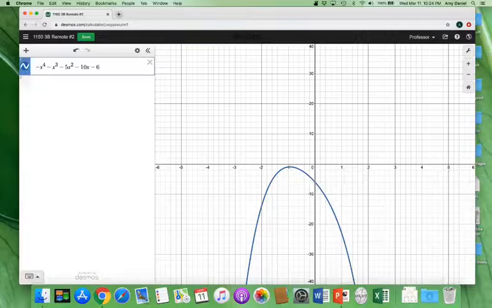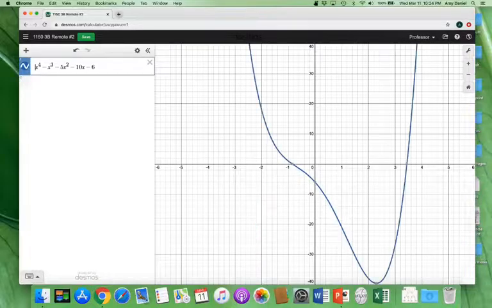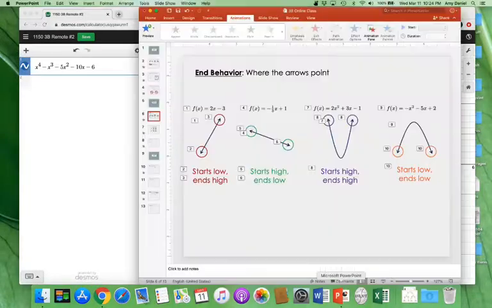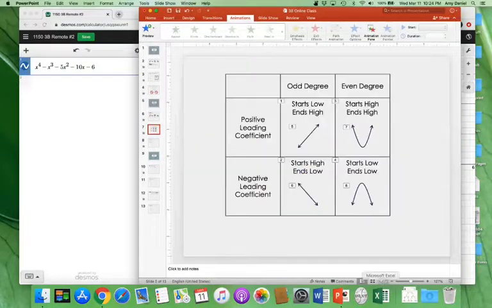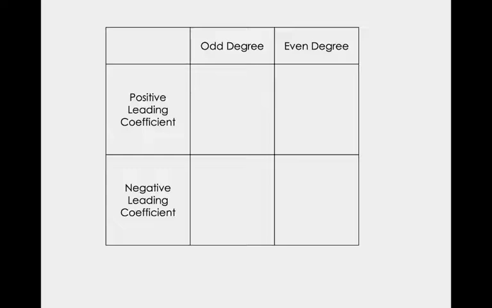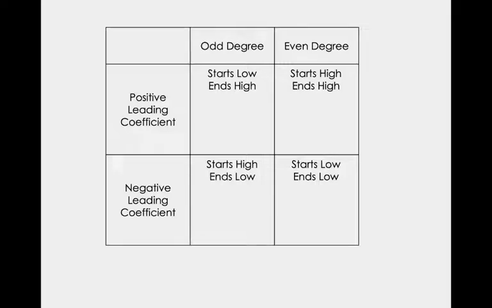But what has to do with the arrows on the end is whether it's an even degreed polynomial and whether the lead coefficient is positive or negative. All right, so we're going to try to summarize that over here in a chart. You can tell where the arrows are going to go based on whether it's an odd degree or an even degree, and whether the leading coefficient is positive or negative.